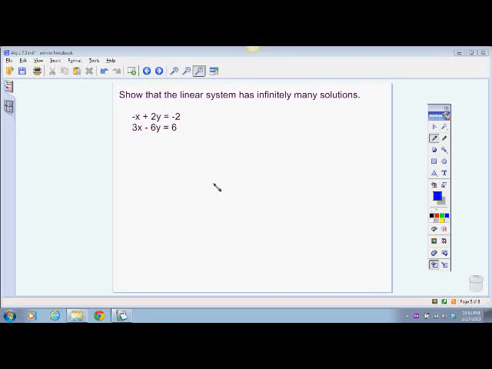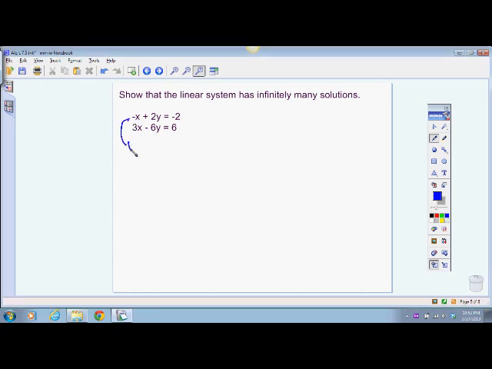If you look at this example, it says show that the linear system has infinitely many solutions. So remember, infinitely many solutions means that if you were to graph these two equations, every point on each of their lines would be a solution of both of them. So it means they have to represent the same line. So one way we could do this, again, would be put on a graph.